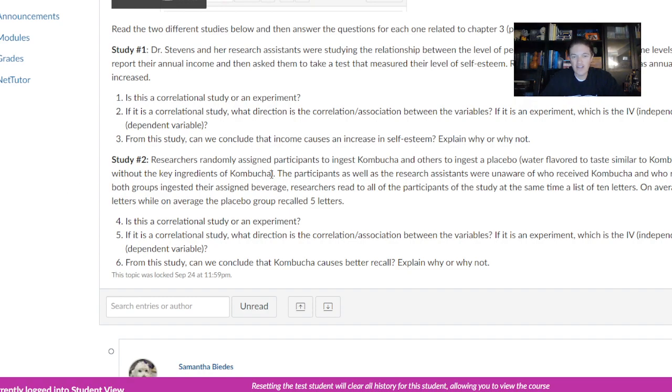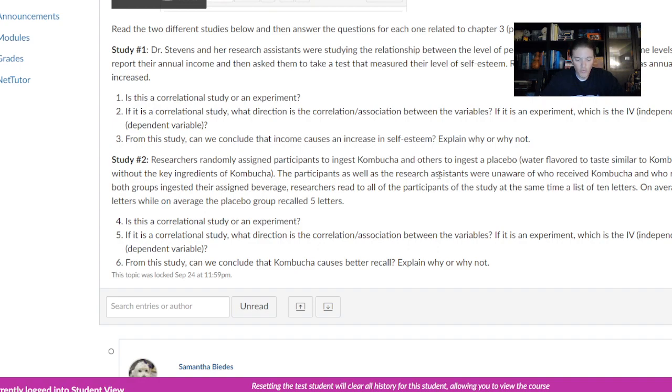And then from this study, can we conclude that income causes an increase in self-esteem? Why or why not? And because it's just a correlation, we cannot infer cause. So we can say that they are connected or related to each other, but not that one causes the other. So I was looking for that explanation. Some of you missed the direction of the correlation between the variables. So again, positive is one goes up, the other goes up.